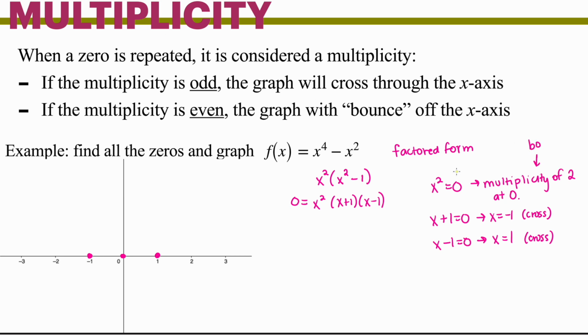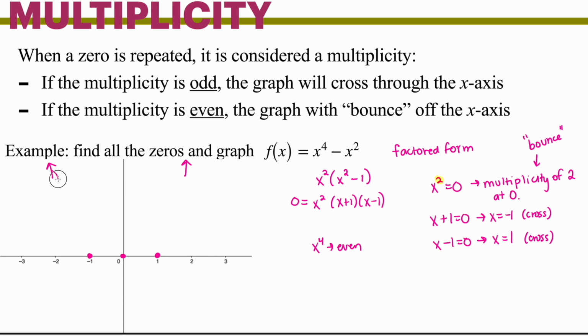Why is there a multiplicity of 2? Because the exponent is even. So it is going to bounce. Now, next thing you look for is you're looking for the highest degree. This is an x to the 4th, which means it is an even function, which means it heads to infinity on both sides. And now we should be able to figure out how to actually graph this.